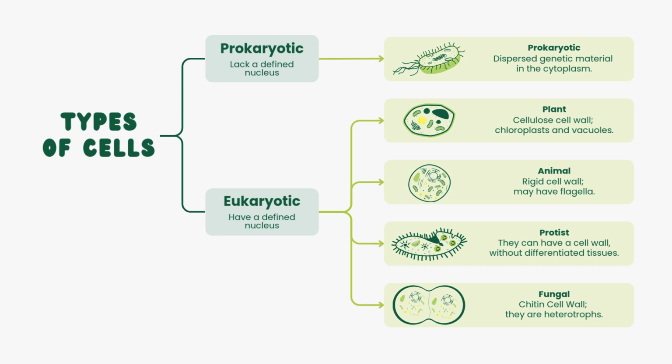And then we have eukaryotic cells, which have a defined nucleus. This can consist of plant, animal, protist, and fungal cells. So there's our main two types and the subcategories for those two types of cells. You can see that each one of those subcategories has different characteristics that describe them. So the plant has a cellulose cell wall, chloroplasts, and vacuoles, where an animal cell has a rigid cell wall, may have flagella, and then protists have a cell wall without differentiated tissues. And then our fungal has a chitin cell wall, and they are heterotrophs.